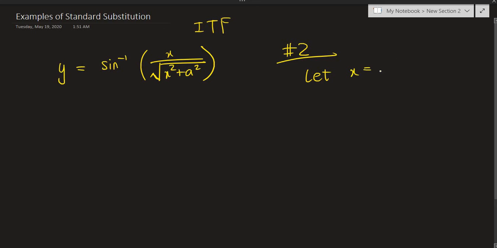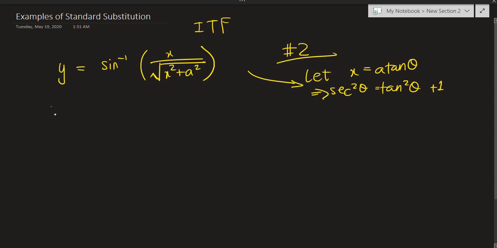We should let x equals a times tan of theta, because if you plug that in, you have a squared tan squared theta, which will end up in a squared secant squared theta, right? Because we had an identity tan squared theta plus 1 is going to be secant squared theta. So with that principle in mind, we're going to actually use that substitution.